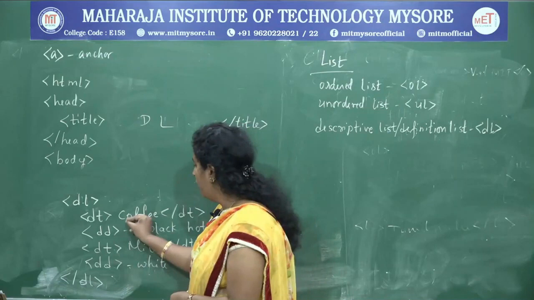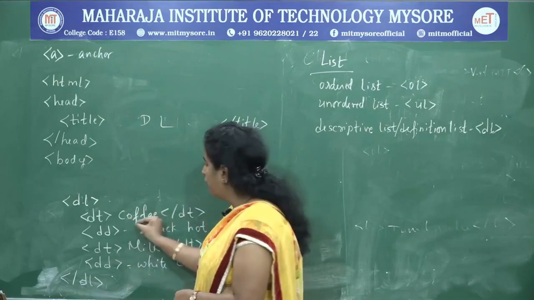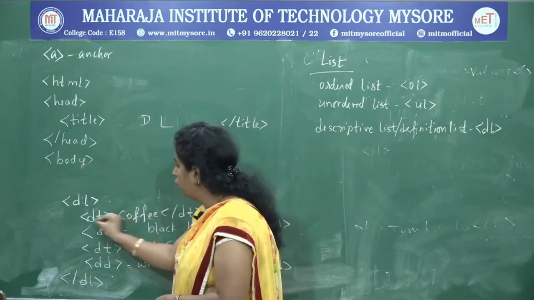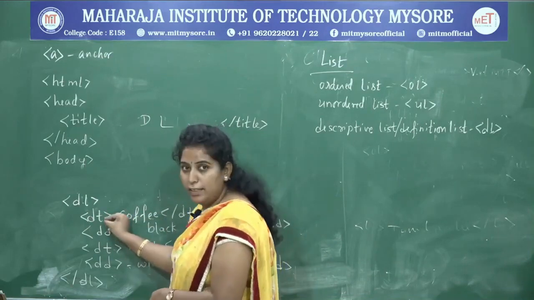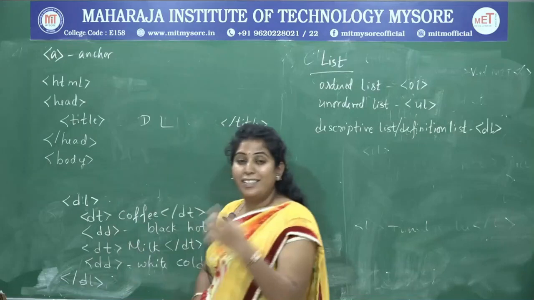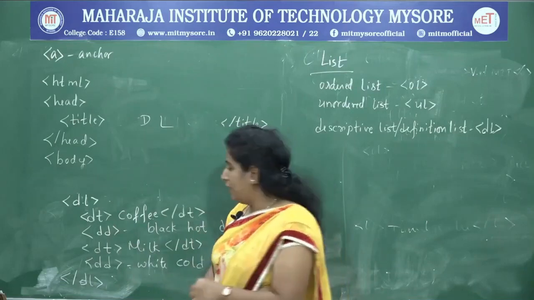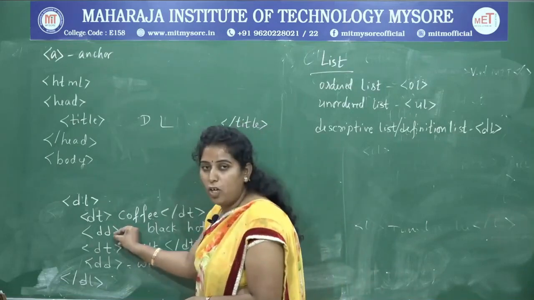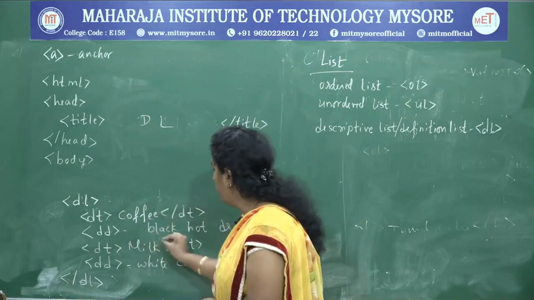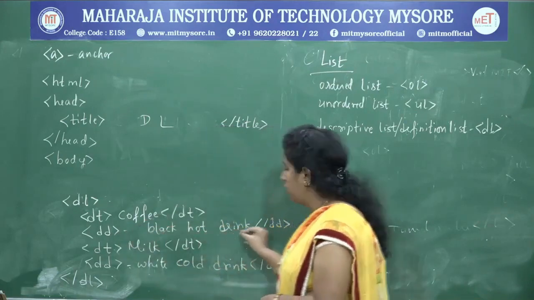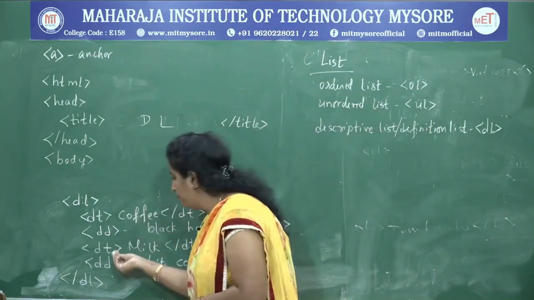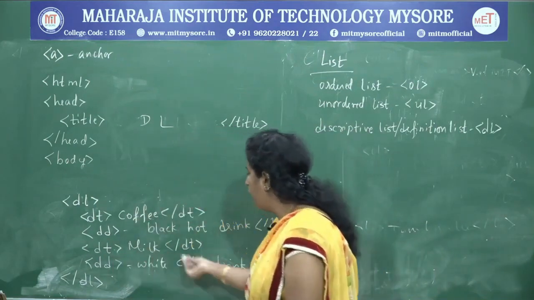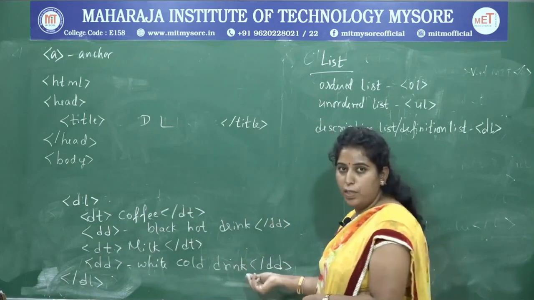What is the name? Coffee. So coffee is the name. So that name will be enclosed within a tag DT. Definition pair, its content will be given inside the tag called DD. So coffee, its pair is black hot drink. Okay. Likewise, one more term, that is milk. It is a white cold drink.